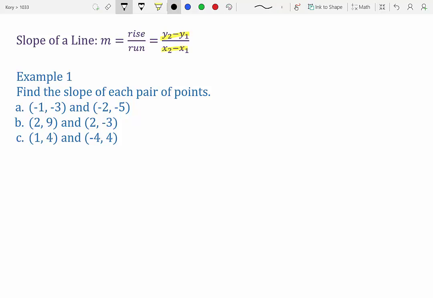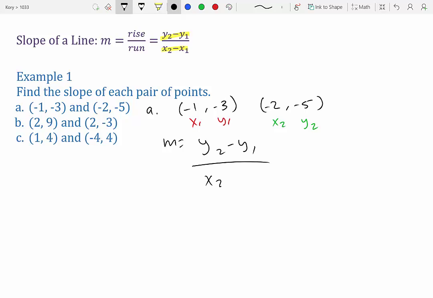So the first thing we want to do is always label your points. So we have x1, y1, x2, y2. Now we're going to put it into our formula of m equals y2 minus y1 over x2 minus x1. It's really important to label your points so you don't get confused. Even if you're proficient, just label your points.